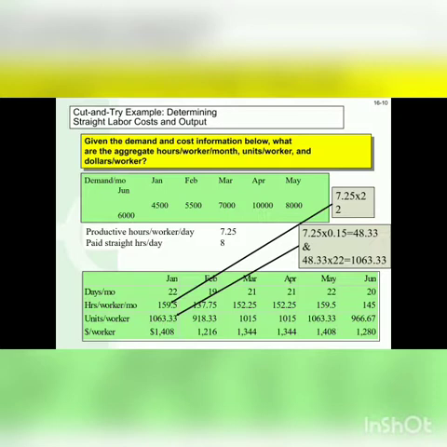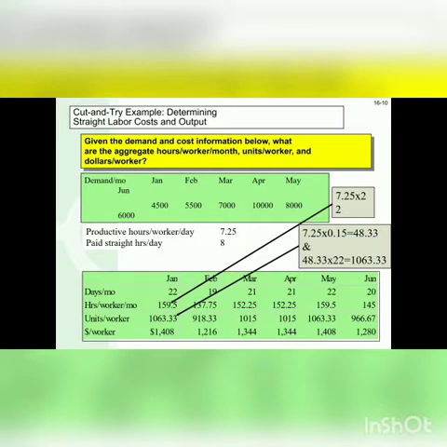48.33 into 19 will give you 918.33, and 48.33 into 21 will give you 1015, and so on. For the other months like April, May and June, you can calculate. Now you have to calculate the dollar per worker.